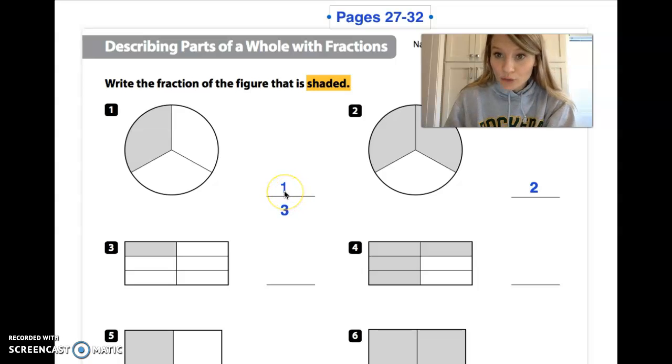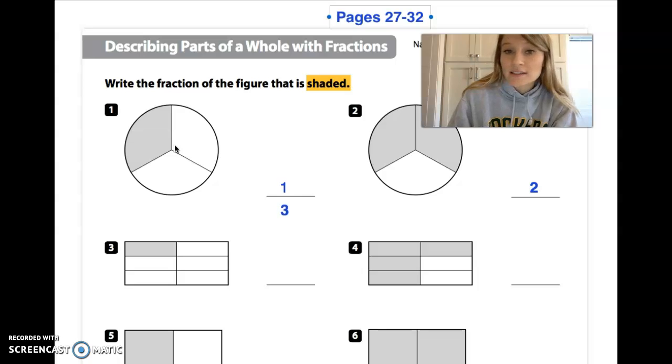Remember the numerator and the denominator. The numerator is telling you what's shaded or unshaded, and the denominator is the number of equal parts. So how many equal parts do you see here? 1, 2, 3. And how much is shaded? 1. So 1/3. Now, if they were to ask you for how much is unshaded, you would have put down 2/3.